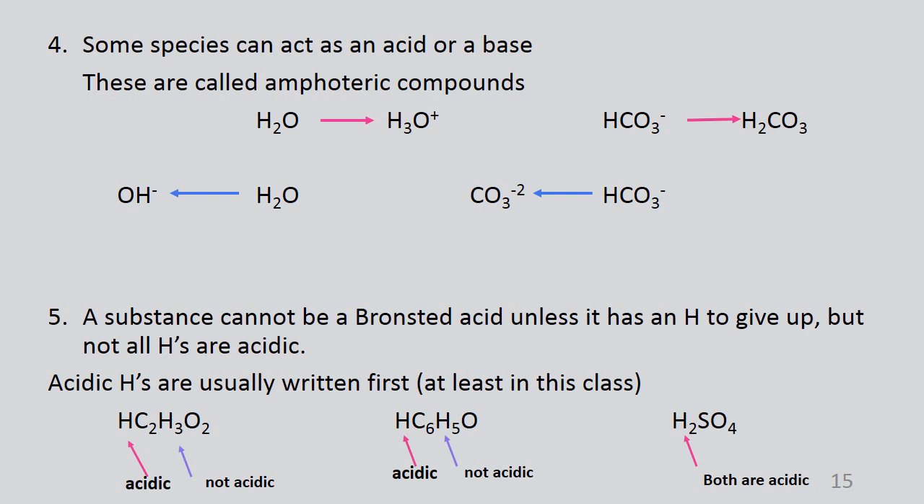HC6H5O, which is phenol, has an H. The first H is acidic, whereas those other 5 H's are not. So again, we keep them separate. Now in H2SO4, since I've written both H's in the front, they're both acidic.